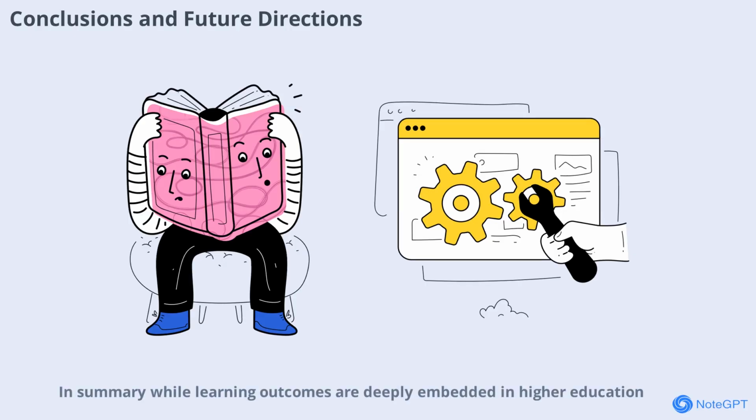Summary: while learning outcomes are deeply embedded in higher education, their actual impact on student learning is mixed. Many students do not use them in daily study, some do not understand them, and a few achieve high grades without ever referring to them. This challenges assumptions held by academics and policymakers about the central role of learning outcomes in guiding and improving student learning. The findings suggest that learning outcomes may need to be reevaluated, both in how they are written and how they are integrated into teaching and assessment.